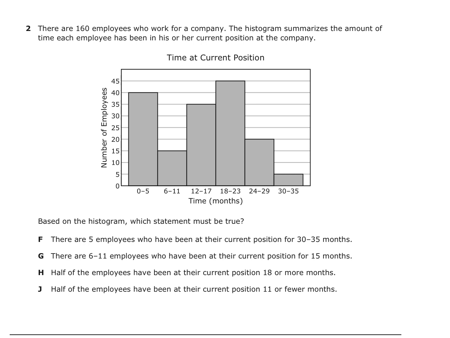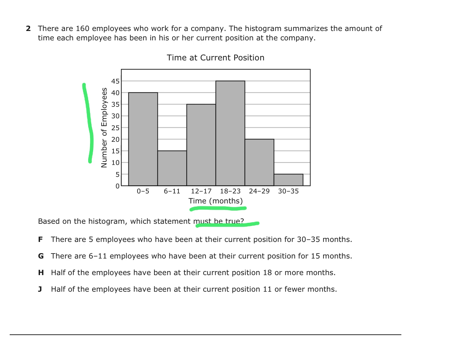Problem number 2 says there are 160 employees who work for a company. The histogram summarizes the amount of time each employee has been in his or her current position at this company. At the bottom it says the time in months, and up here you have the number of employees. We need to look at each of the answers and see which statement must be true based on this histogram.